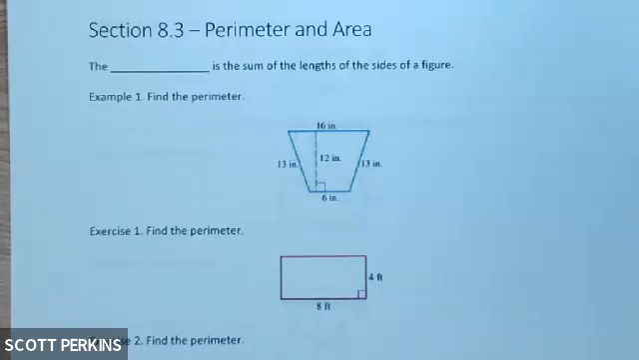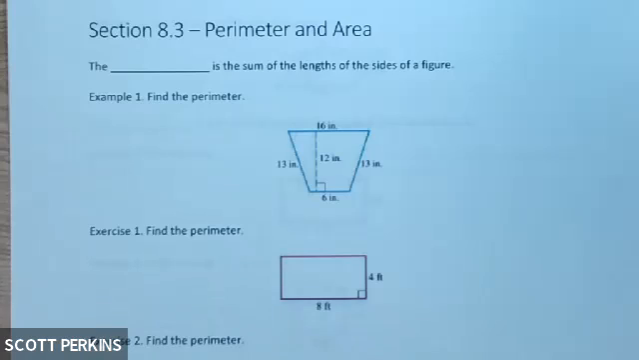Section 8.3. If you remember, before our test at the end of the last unit, the very last thing in section 8.2 is we filled in a little table with the different types of quadrilaterals, the different types of four-sided figures. And I had told you at the time that wasn't going to be on the test, but it was just part of the section. We would be linking up with quadrilaterals again.